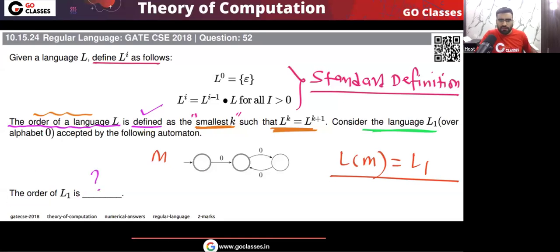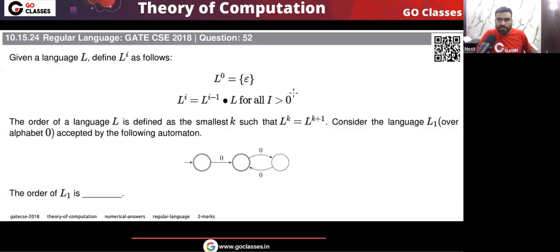So let's solve it. First, you find the language of this machine. This machine M is given to you. The initial state is a final state. If 0 comes, you go to a final state. If another 0 comes, you go to a non-final state. And if another 0 comes, you go to a final state. So this is the DFA that is given to you.